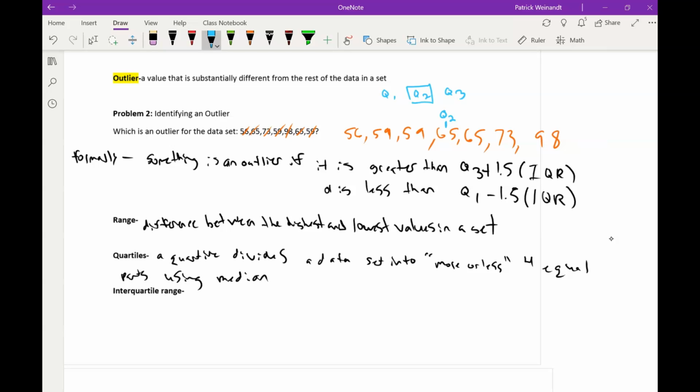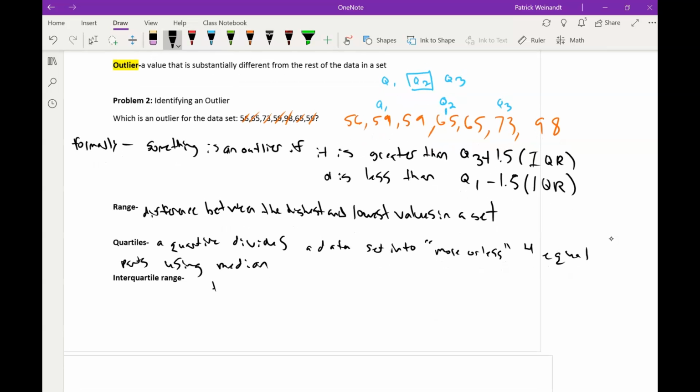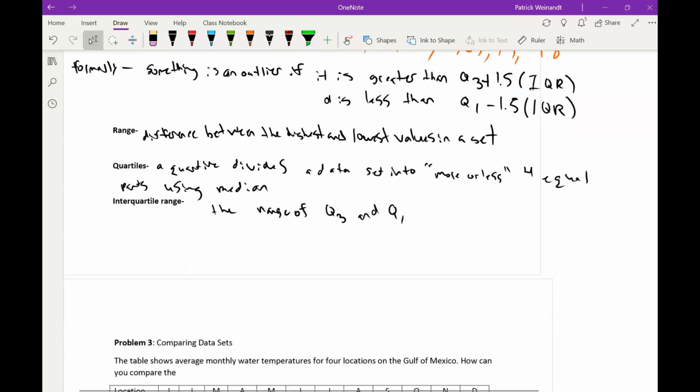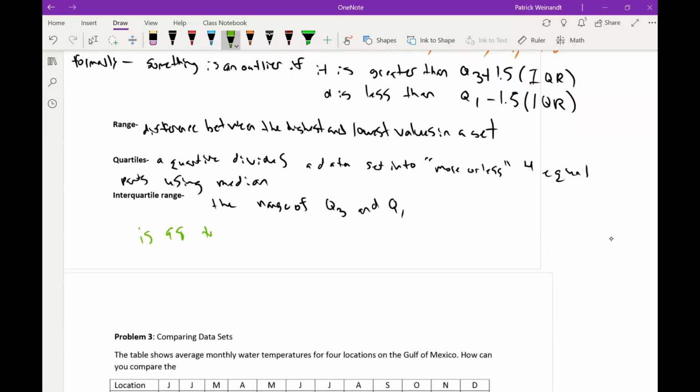All right, now the reason we just found these, and I guess I need to rewrite what we have, quartile 1, quartile 3, is because our interquartile range is just the range of Q3 and quartile 1. So to find the interquartile range, it's just the range of Q3 and Q1. It's just the difference in those values. So, knowing all of this, we can verify that we thought 98 was an outlier, but is 98 truly an outlier?